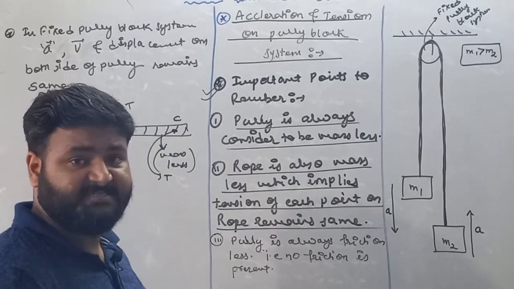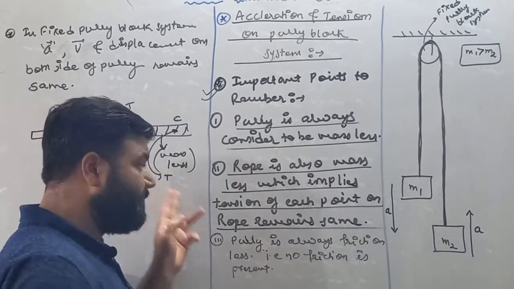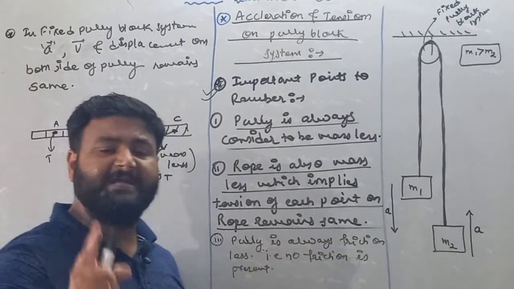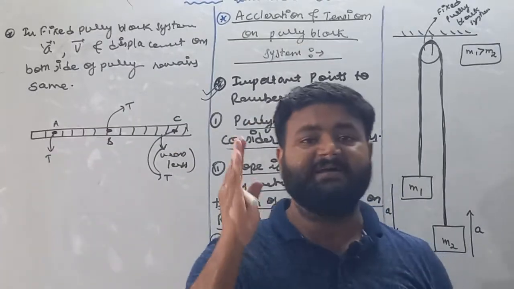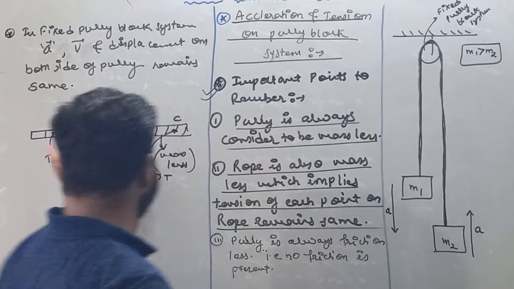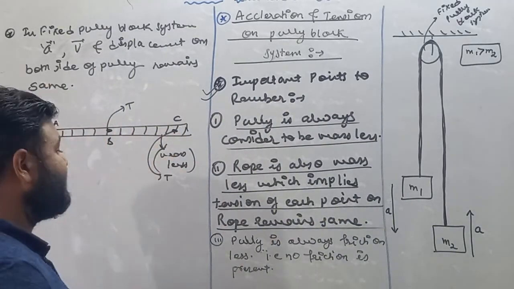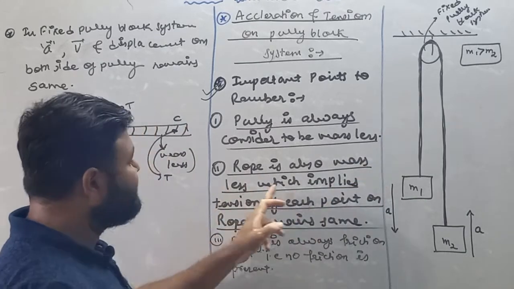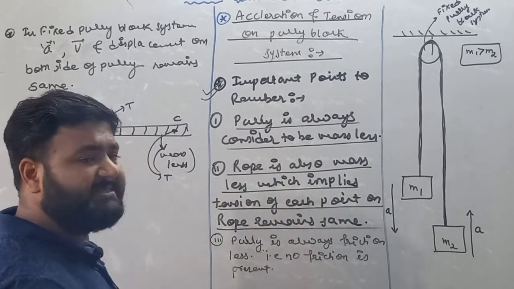So remember this thing, if the rope is massless, then the tension at each point of the rope remains constant, or we can say remains the same. Tension at each point of the rope remains the same. So what I'll write here is: rope is massless, tension at each point of the rope remains the same.